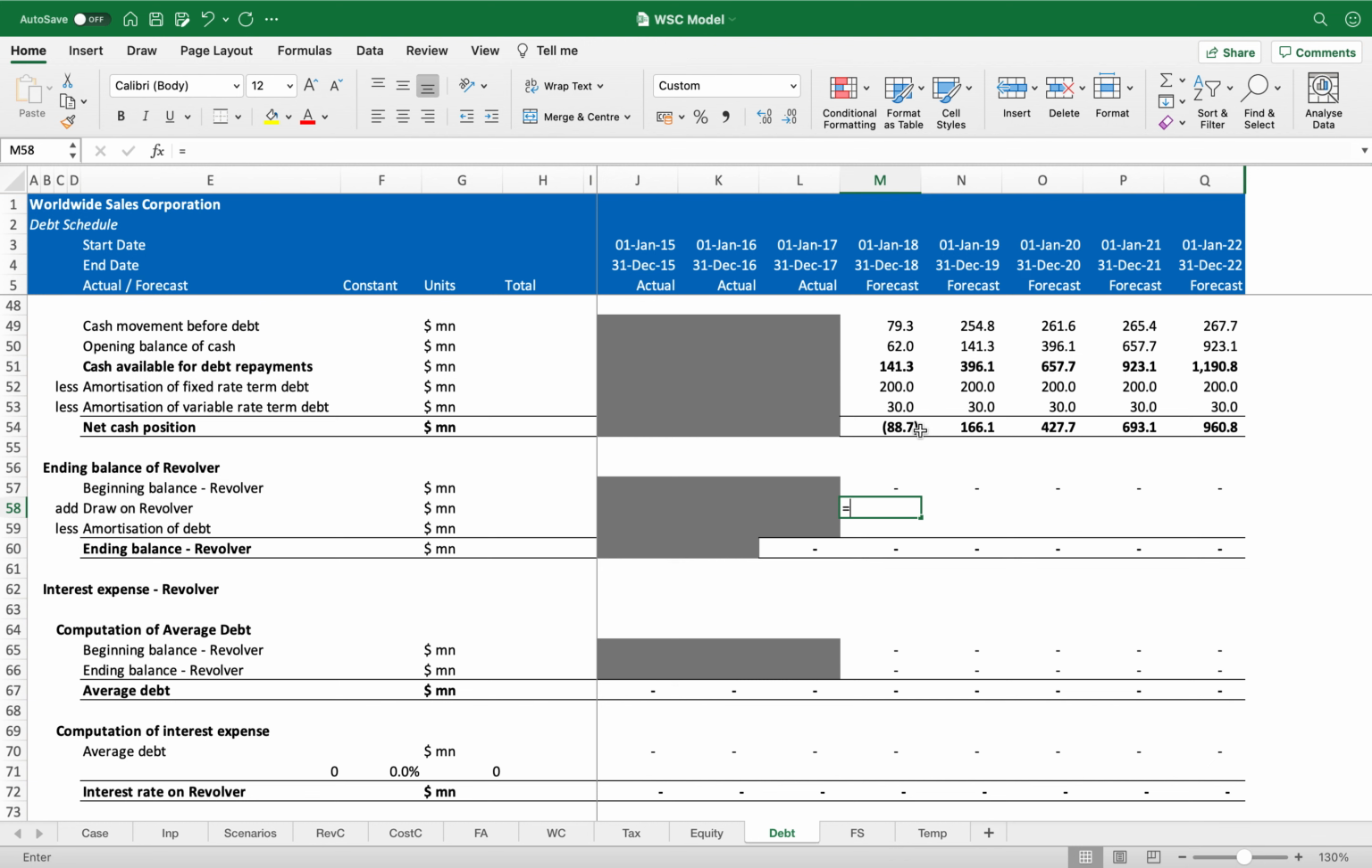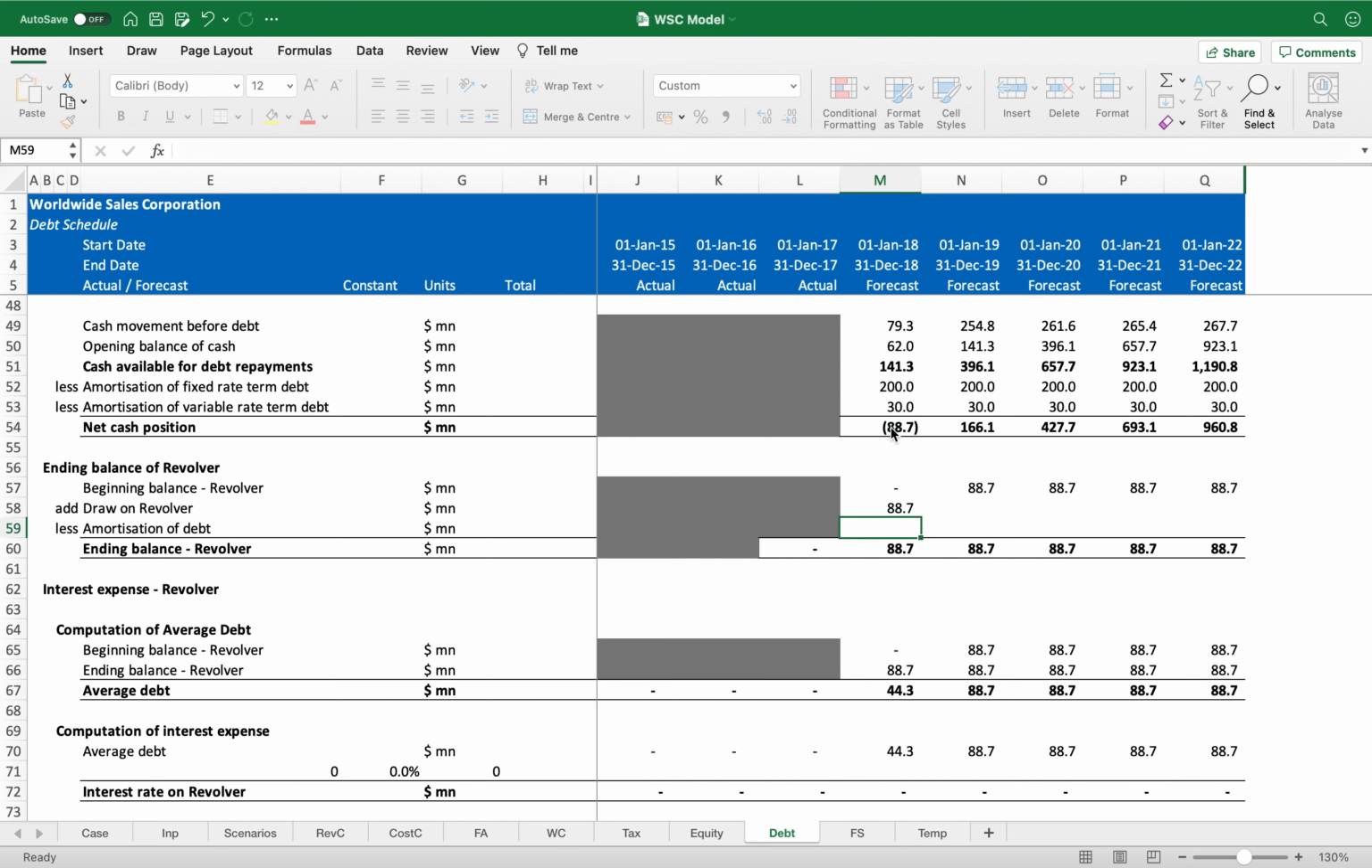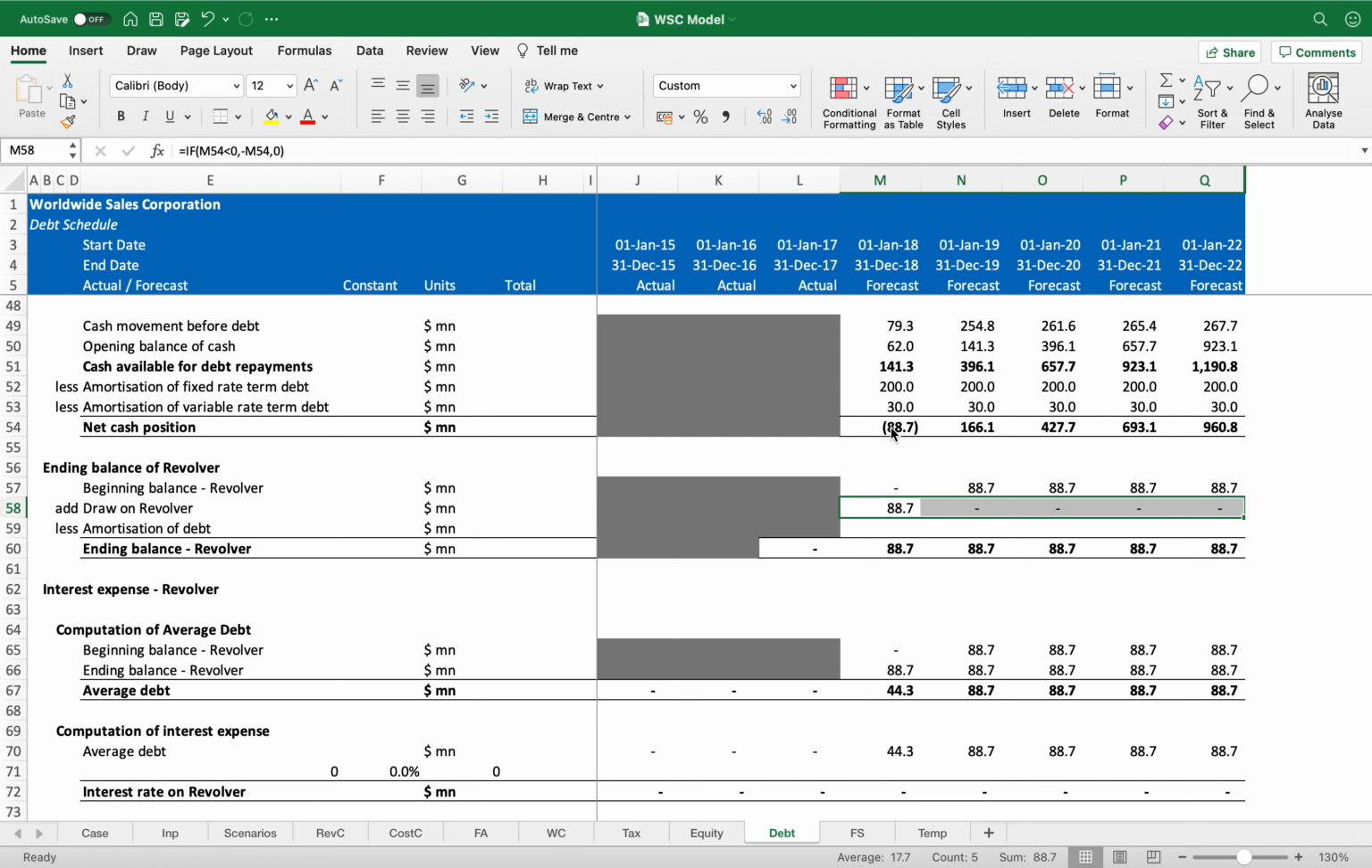So what will I say? If the net cash position is less than 0, then minus of this number only, I will draw this much amount, otherwise give me 0. If it's positive, I am not going to draw anything out of this.